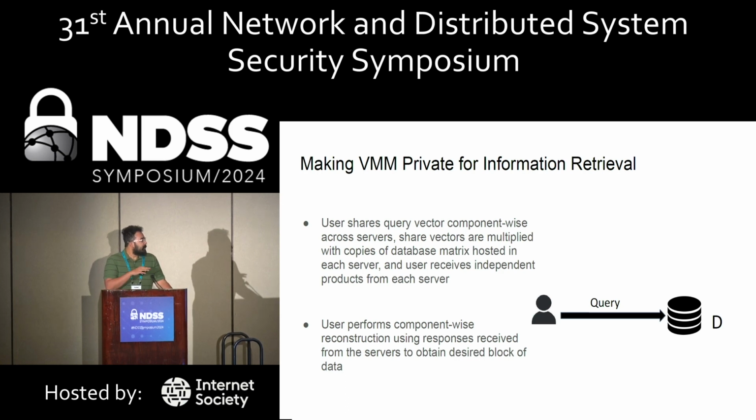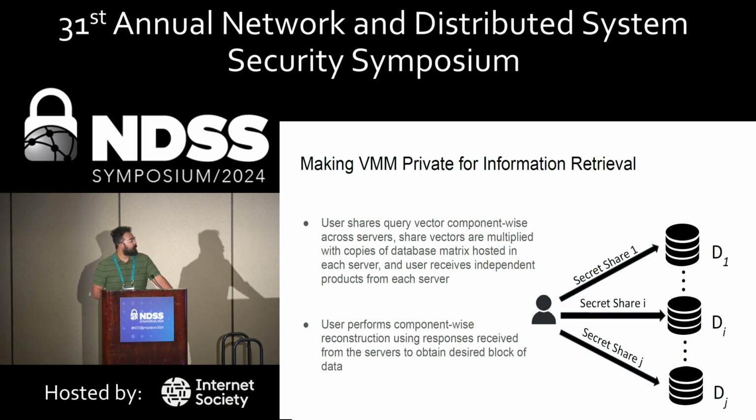So, instead of sharing the client query with a single copy of the database matrix, we first make a number of copies of the database matrix and host a copy each on a number of different database servers. We then use Shamir secret sharing to split the client query into a number of secret share vectors which are of the same dimension as the original client query. And each secret share vector is then shared with a different database server.